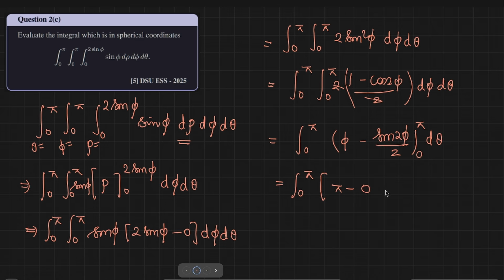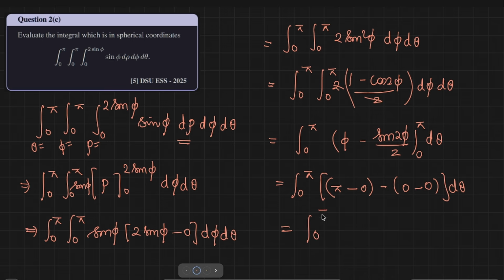Okay, 0 minus sine 0 is 0. Theta. Let me explain clearly what it is. When you put phi equals pi, this is pi minus sine pi, which is 0. Then minus the lower limit, that is 0, and when you put 0 here, this is it. This is basically how it is working.